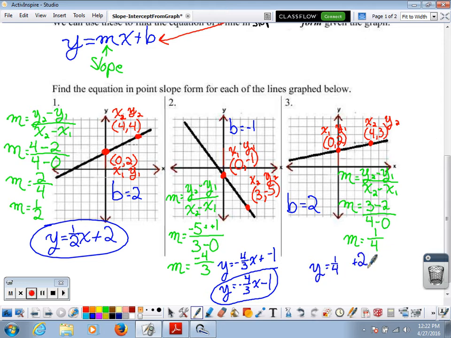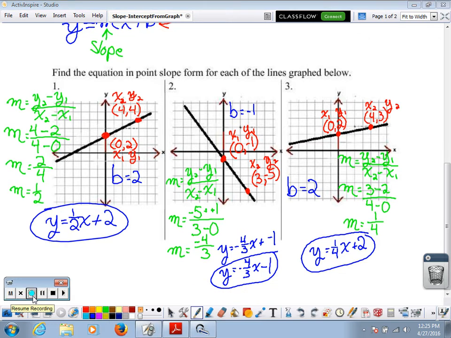Very good. 1/4 x plus 2. And there's nothing we can really do to simplify that. We can't change anything to minus, can't change anything to plus. There's no fractions to simplify. So y equals 1/4 x plus 2 is where we finish off.